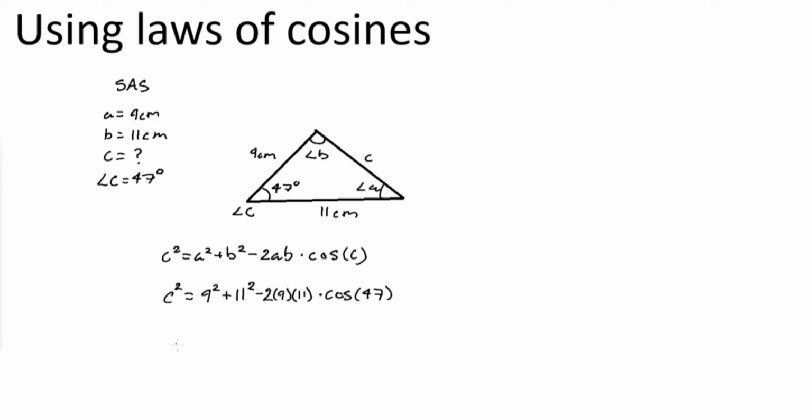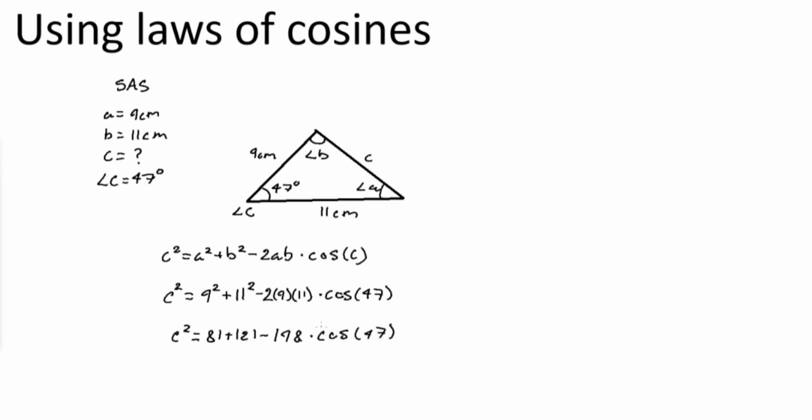Using a calculator to simplify, and I don't need one for some of this, c squared is equal to 81 plus 121 minus 2 times 9 times 11. I'm not very fast at mental math, I'm going to be honest. So minus 198 times the cosine of 47.